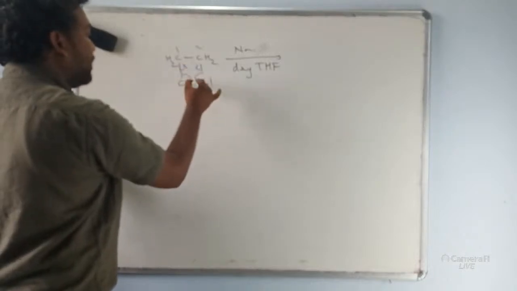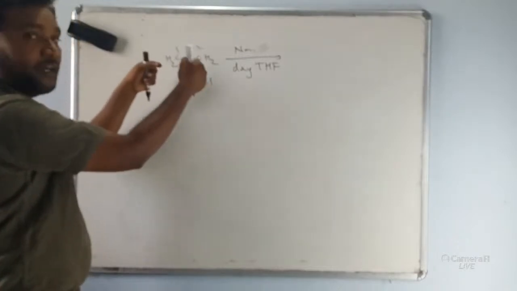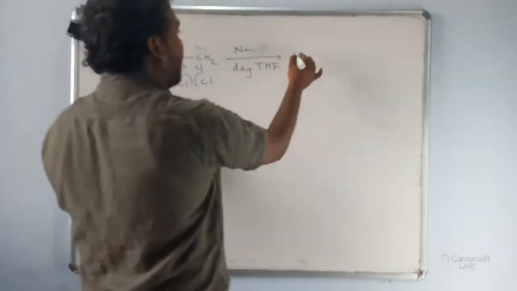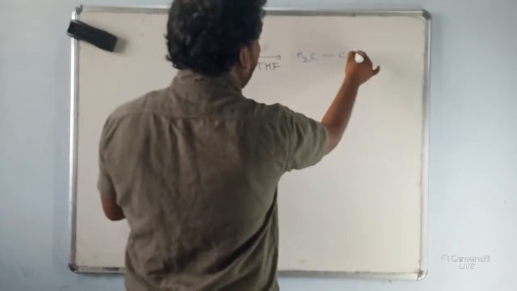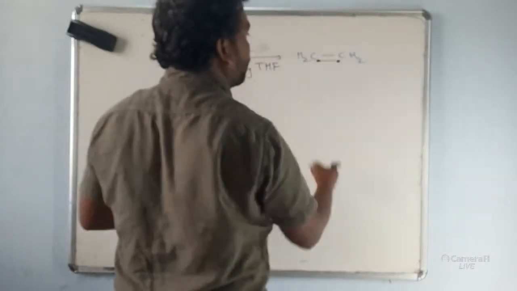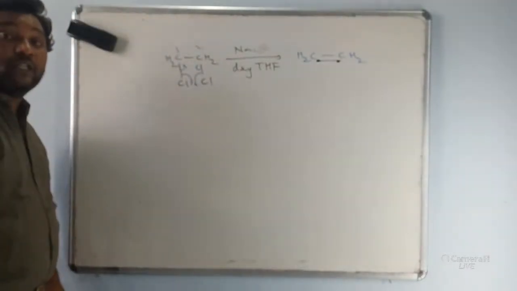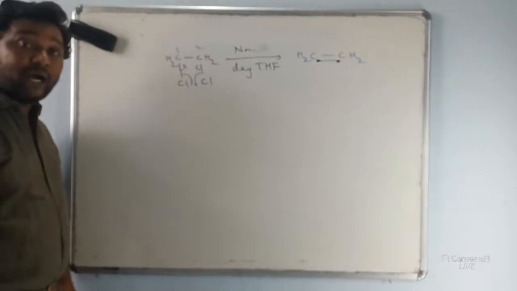Here also homolytic cleavage takes place, and radicals are generated. Since the radicals are on adjacent carbons, they will combine together to form the alkene. So the reaction takes place like this. One radical electron here, one radical electron here, and both will combine to form the alkene. So if it is a vicinal dihalide, it undergoes beta elimination to form alkenes.